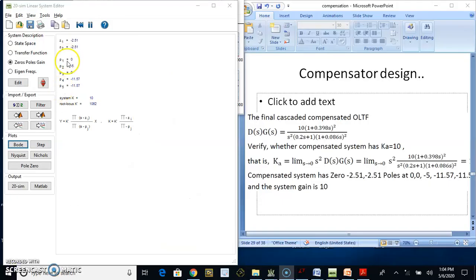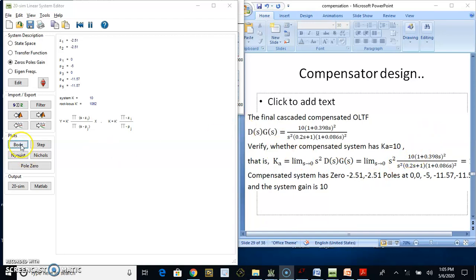Now you can see I have edited the transfer function. We have two poles at the origin, that is P1 and P3. We have one more pole at -5. These are the system poles, and we have two repeating poles at minus 11.57 due to the cascading compensating networks. There are two compensating networks, and you can see there are two zeros at minus 2.51. You can see the system gain is 10, which is exactly over here. This is the system gain.